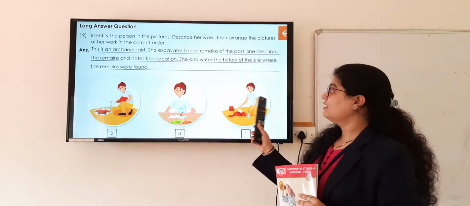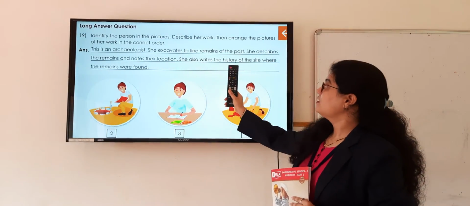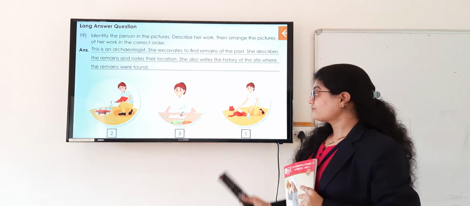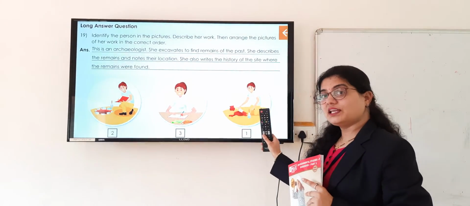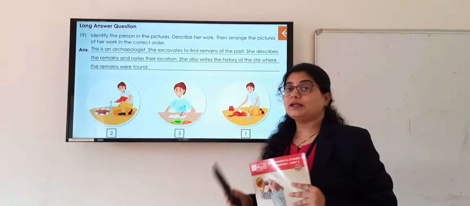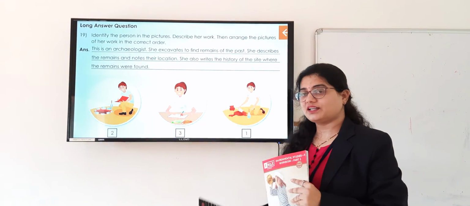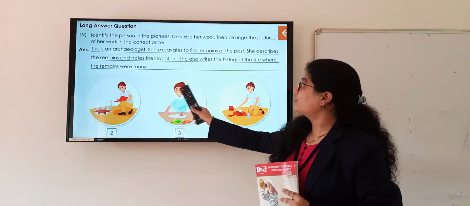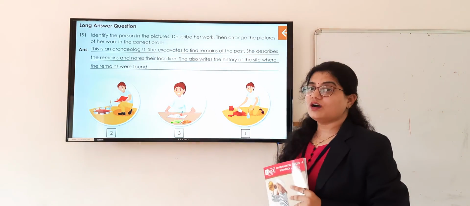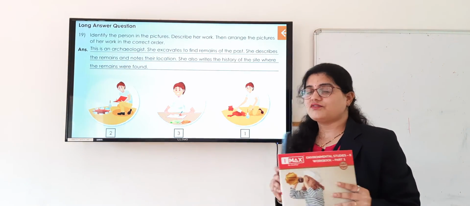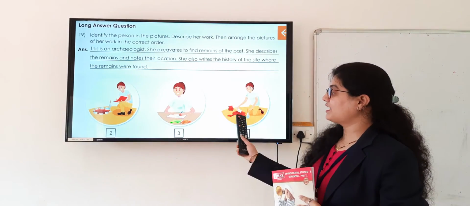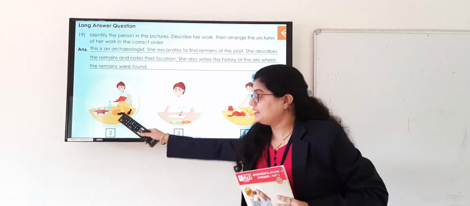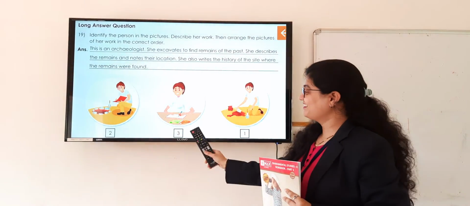After that, what does she do? Let us read. She also writes the history of the site where the remains were found. So first, she digs up the remains. Second, she notes down important things such as size, shape and material in her notebook. And after that, she writes the history related to the place where that material was found. So from that we can say the first picture is this, the second is this, and the third is this.